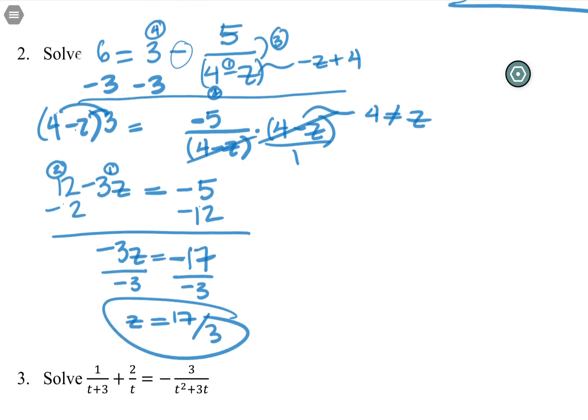And once again, if you'd like, you can go all the way back to the original statement and just say, okay, if I have 17 over 3, does it make any denominator 0? And it does not. Only 4 would make the denominator 0. So you can catch that from either spot.